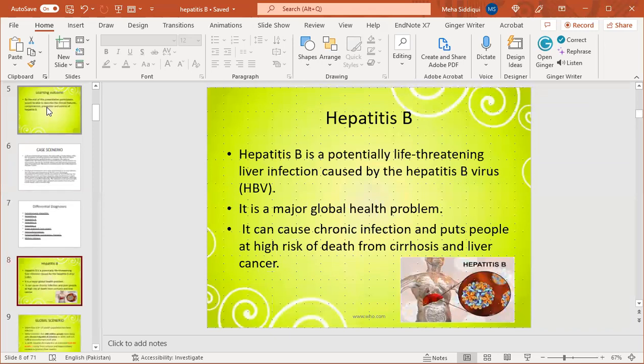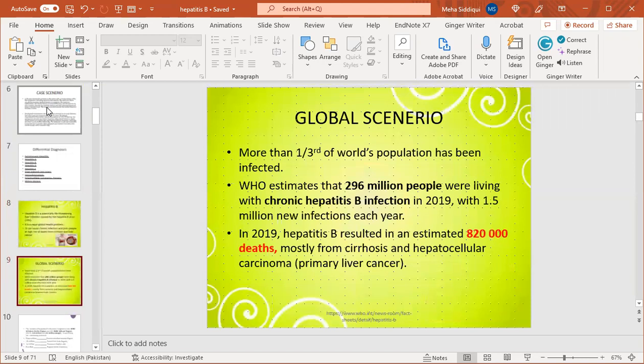Hepatitis B is a potentially life-threatening liver infection caused by the hepatitis B virus. It is a major global health problem. It can cause chronic infection and puts people at high risk of death from cirrhosis and liver cancer. Global scenario: more than one third of the world's population has been infected. WHO estimates that 296 million people were living with chronic hepatitis B infection in 2019, with 1.5 million new infections each year. In 2019, hepatitis B resulted in an estimated 820,000 deaths, mostly from cirrhosis and hepatocellular carcinoma.